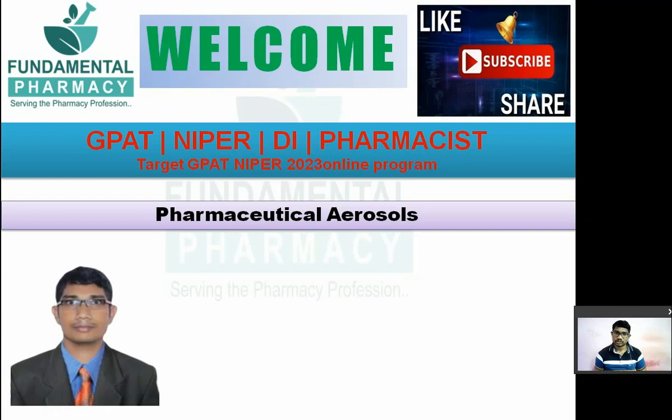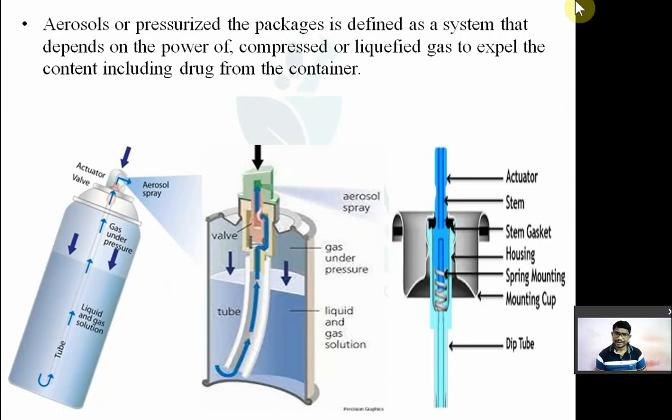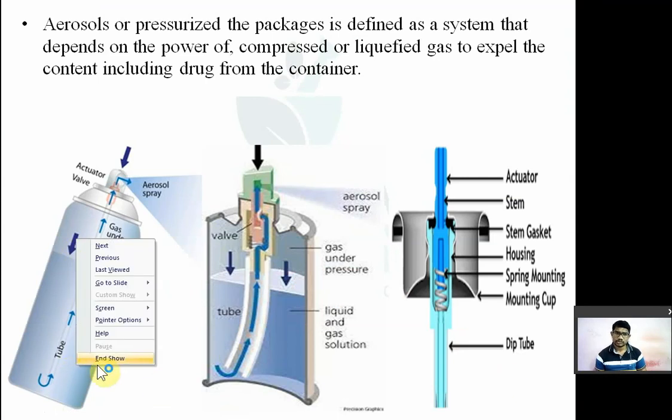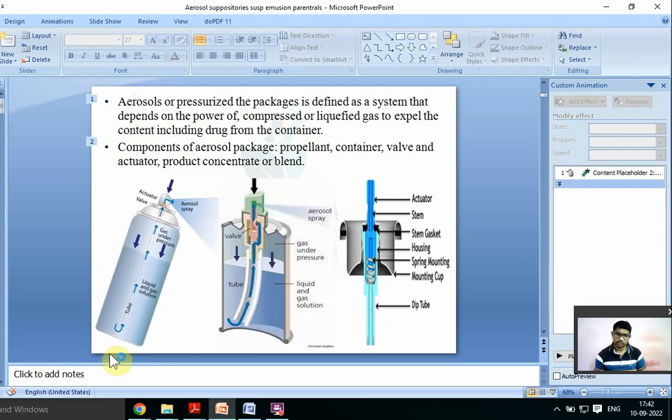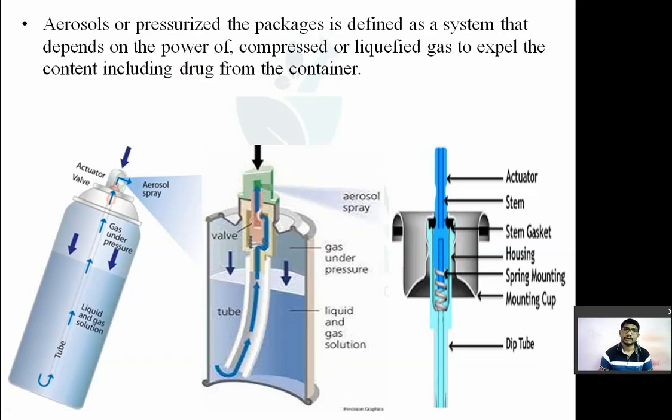So we'll see pharmaceutical aerosols. First of all, you should know what you mean by aerosols. As with your other dosage forms, we have seen tablet, capsule, suppositories, etc. We are going to see suspensions, emulsions. So these are the dosage forms. Likewise, there is one more dosage form known as the aerosols. So why is there a need for this dosage form?